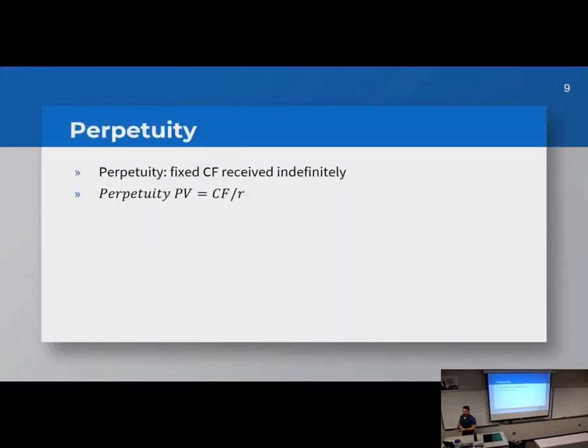So a perpetuity, right? This is the one that's taking place indefinitely. It is also one of the simplest formulas that we're going to be dealing with in this class. So the way that we're going to be valuing a perpetuity is we just take the cash flow and divide it by the discount rate.